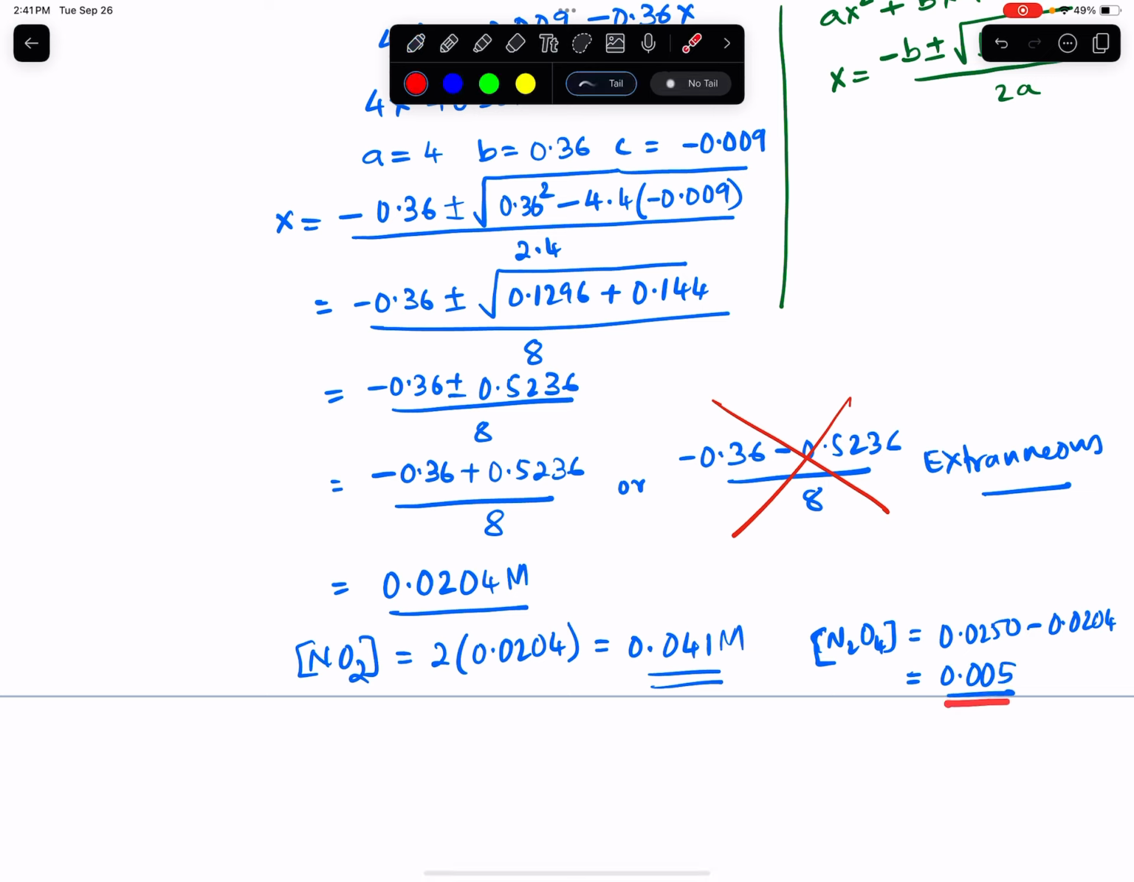Because this is the final answer, I rounded these to the correct number of significant figures. So there you have it. That is the concentration of NO2, and that is the concentration of N2O4 at equilibrium. I hope that made sense.